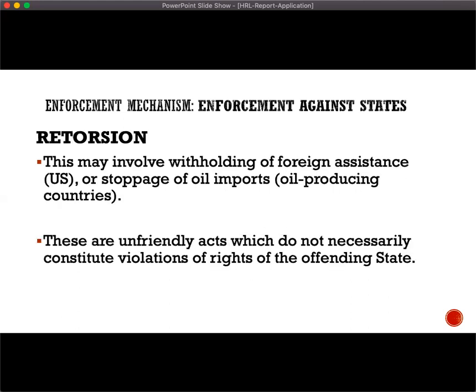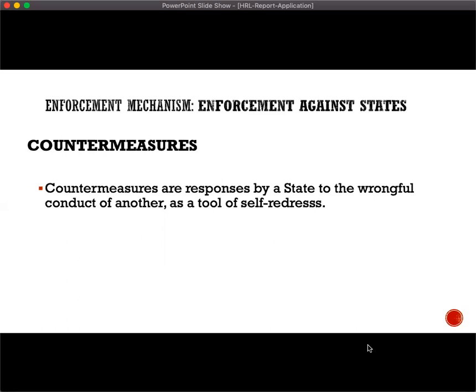So retortion may involve withholding of foreign assistance or stoppage of oil imports. So these are unfriendly acts which do not necessarily constitute a violation of the rights of the offending state. For example, the US, or oil producing countries, may withhold supply to the country through the action of retortion. So countermeasures are the response by a state to the wrongful conduct of another as a tool of self-redress.